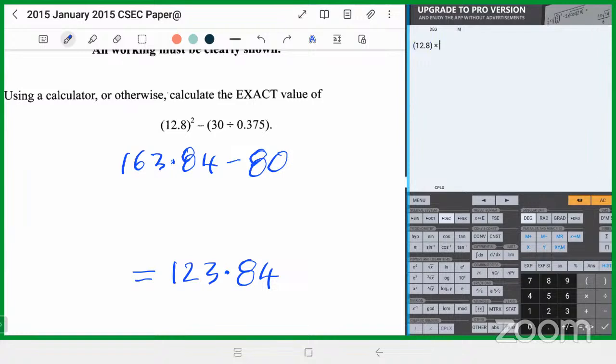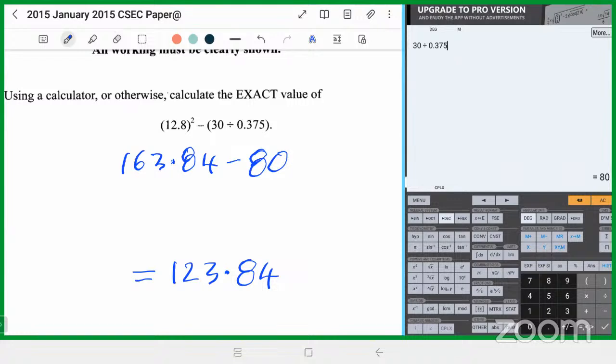And 2 times, square it. It's 163.84, right? Then if I work out that bracketed term, which is 30 divided by 0.375, I'm getting 80. And so we're learning something from this. If we work that out and work that out separately, but why is the calculator not giving us the correct answer if we type it in exactly as it is?